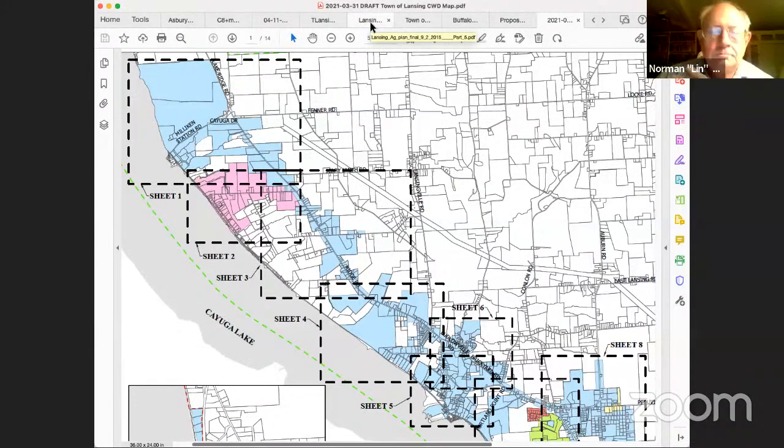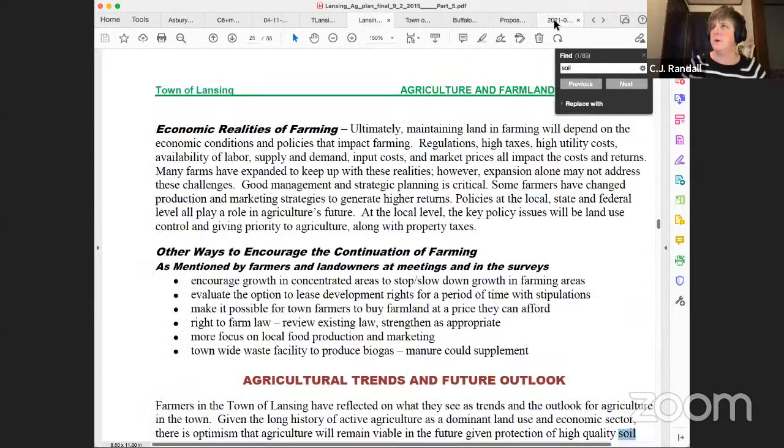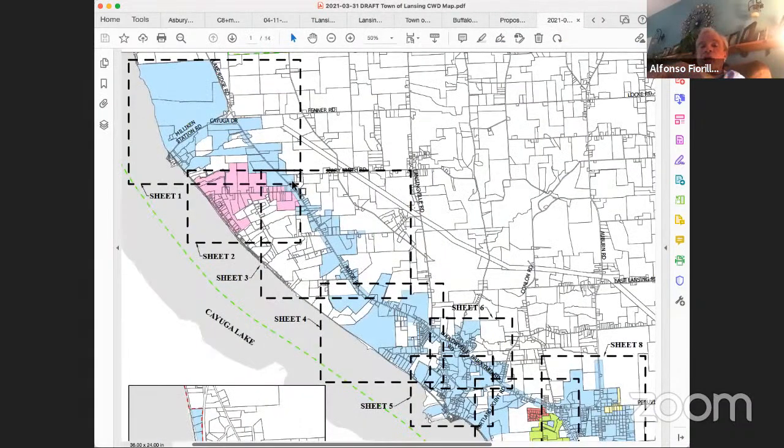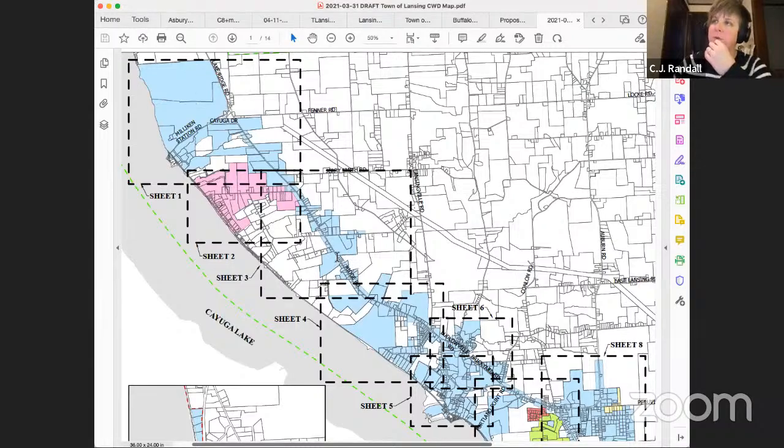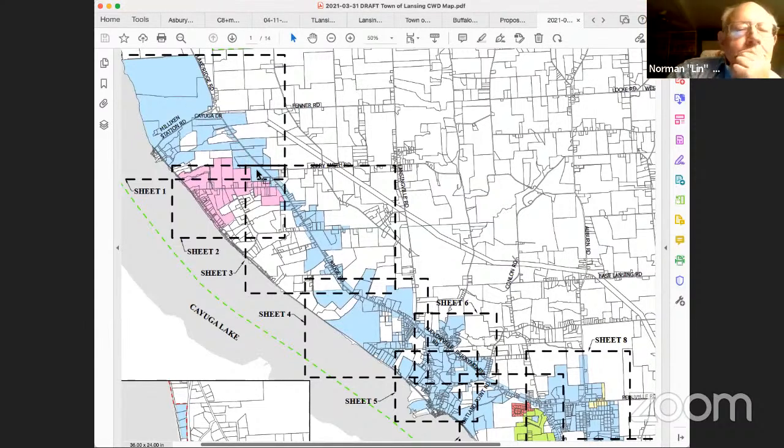I guess, CJ, can you go back to that map again? Which one? The water? The one that had the parcels in blue. Yeah. So this is the water. Yep, these are the water districts. Yep, that's CWD. So that should follow all the way up.